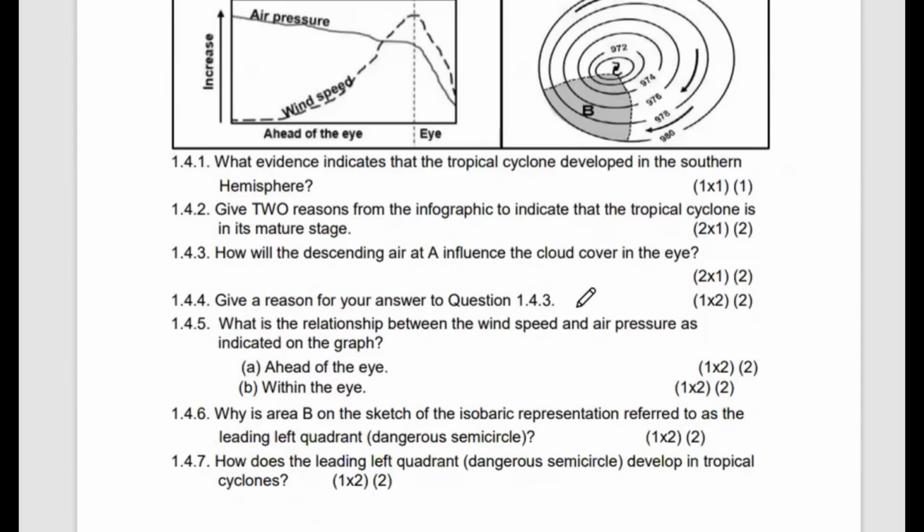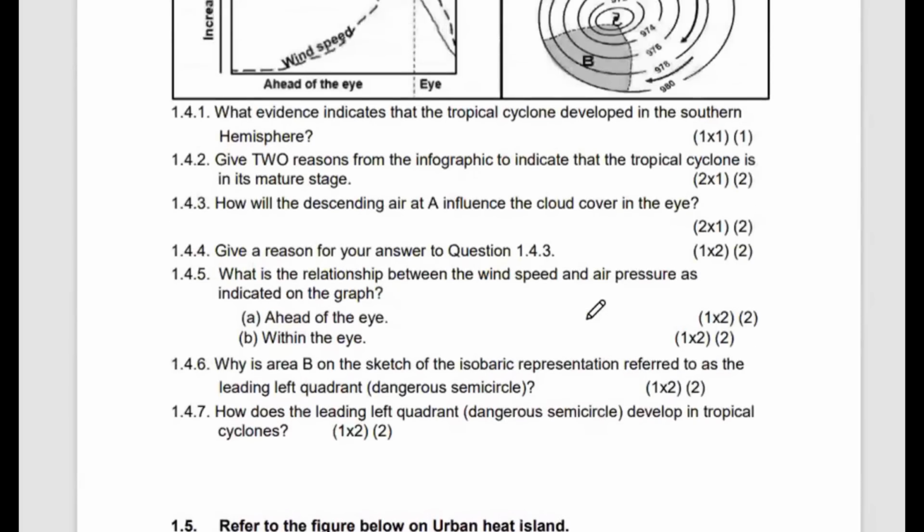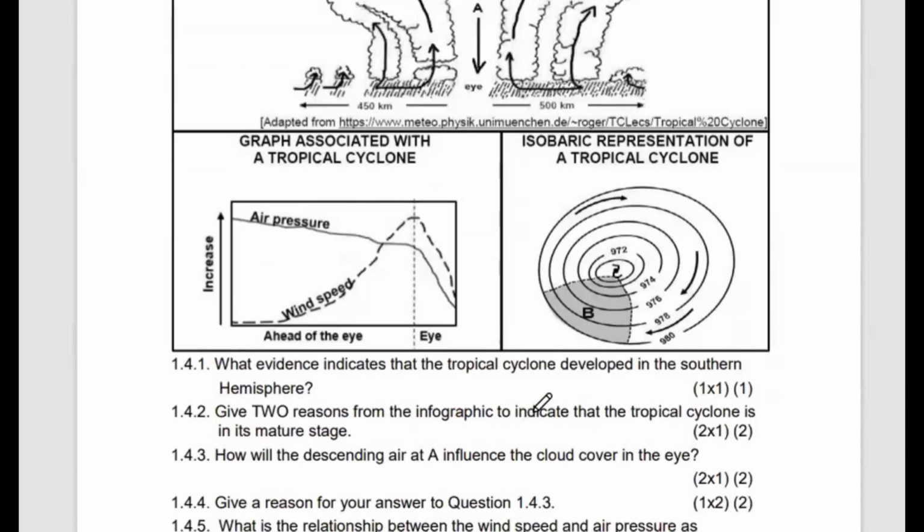141. What evidence indicates that the tropical cyclone developed in the southern hemisphere? What evidence do we have here to show that this tropical cyclone is typical of tropical cyclone in the southern hemisphere? Right. If we check these arrows, they are indicating how the weather system is circulating. This arrow and this arrow here are also indicating the circulation direction. So based on this, we can safely conclude that it's in the southern hemisphere because the circulation is clockwise. There is clockwise circulation.